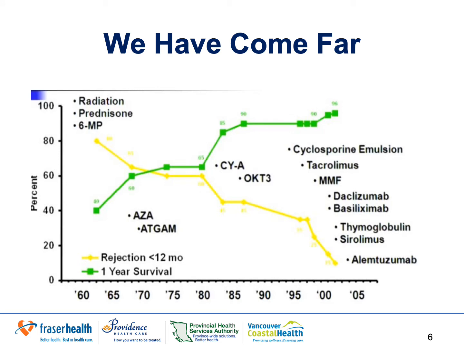Since the first transplant was done, there have been so many advances, like I mentioned, especially in the medications. You can see how many new medications have come to the market since around the 1990s. And you can see that the 1-year survival has dramatically increased, and the rejection in the first year has significantly decreased ever since the first transplant was done.